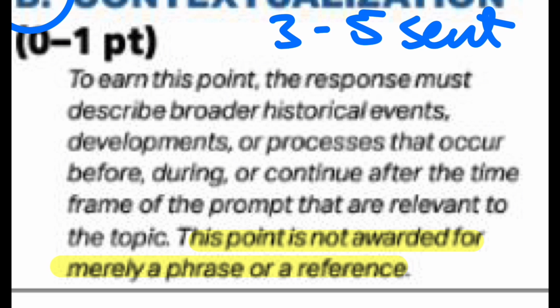And context can be before the time period in the prompt, during the time period, or after the time period. After the time period is a lot more difficult to do. Okay, I would recommend sticking with before or during the time period.